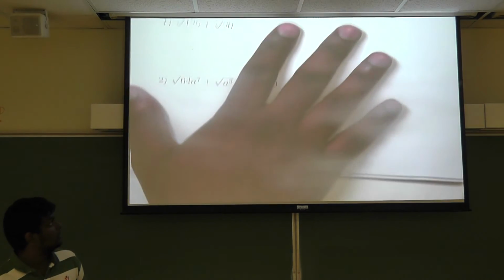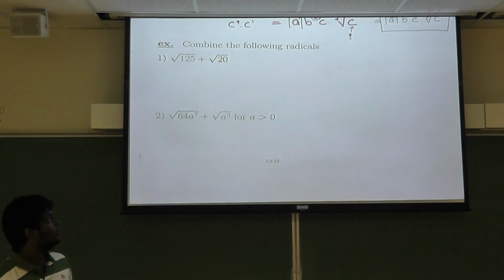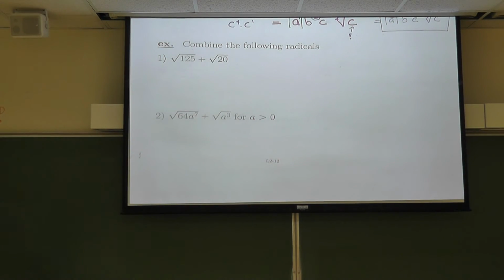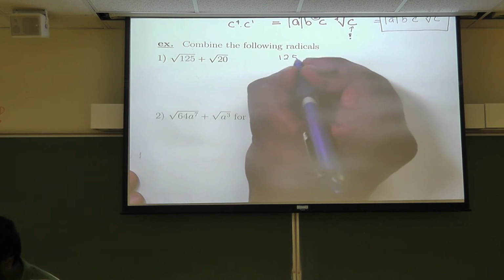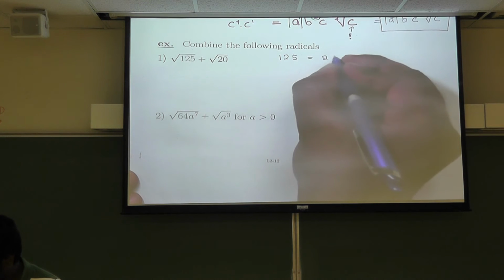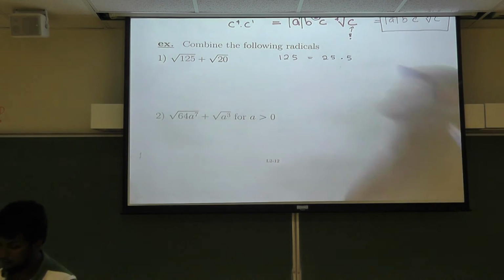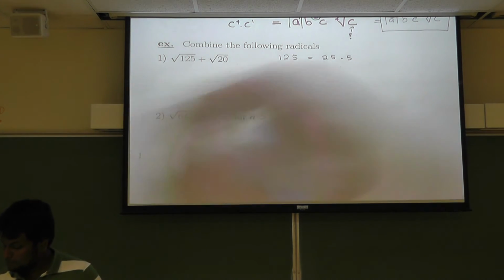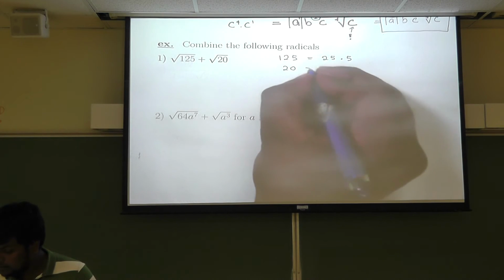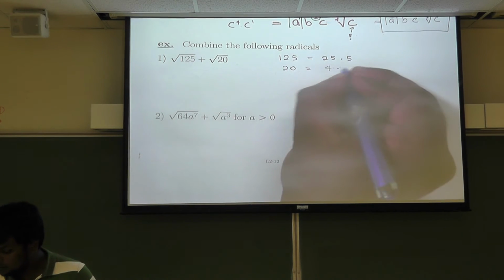The next one is combining radicals. So combine the following radicals. Again, you can see the square roots do not seem to add up because they are two different numbers. But if you look closely, you can see that 125 is the same as 25 times 5. And 20 is the same as 4 times 5.